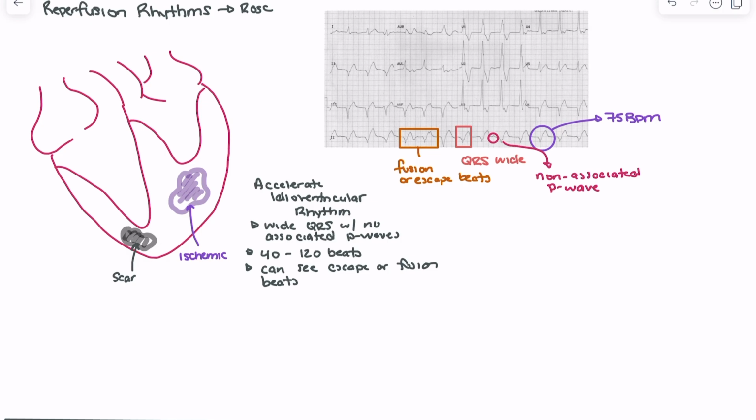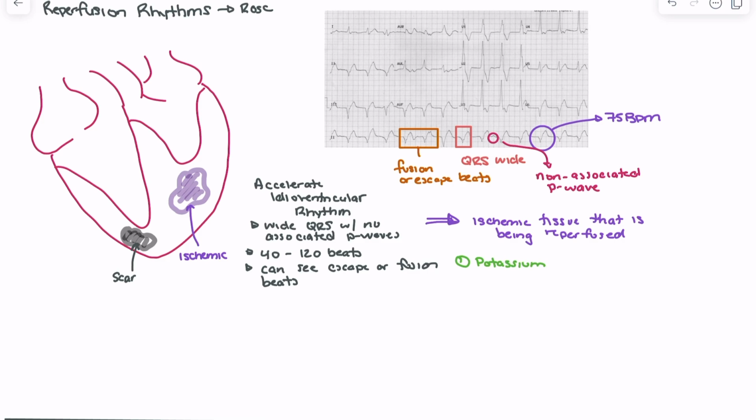So let's talk about that a little bit. When we're looking at accelerated idioventricular rhythm, the most common pathophysiology is ischemic tissue that's being reperfused. This creates a couple of physiological features for this patient that lead to the rhythms that we see. One has to do with potassium: potassium changes when we're looking at reperfusion.